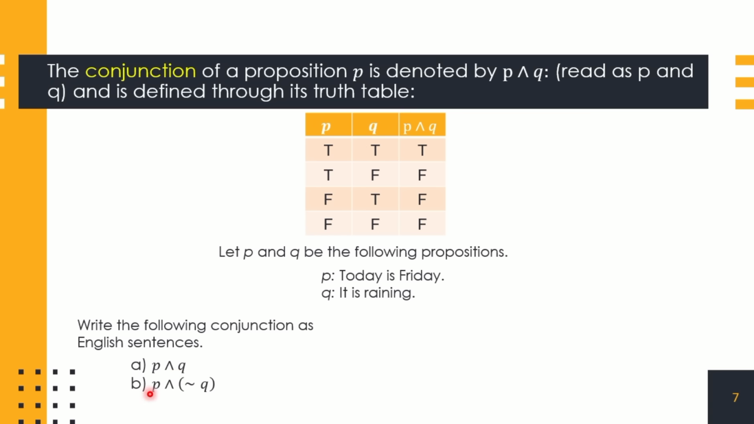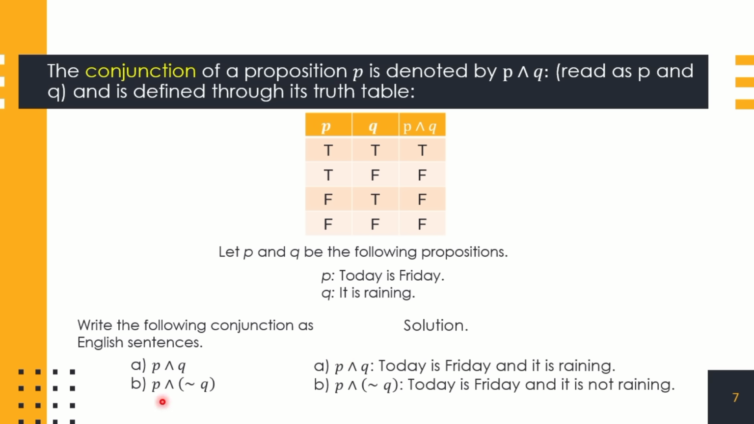And dito naman sa letter B, P and not Q. Diba? Ano to? Negation. P and not Q. So, paano natin yan? Gamit yung dalawang given natin na statement or the dalawang propositions. So, paano natin gawing into statement? Alright? So, for letter A, since madali lang naman, dadagdagan lang natin ng word na and. So, today, so ang proposition P, that is today is Friday. Today is Friday and it is raining. So, yan na yung conjunction niya.